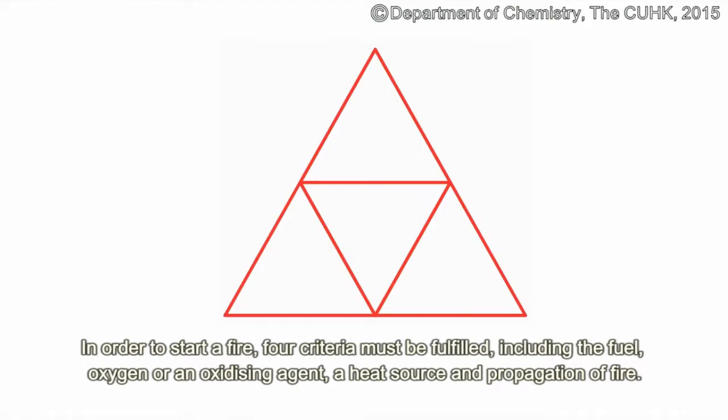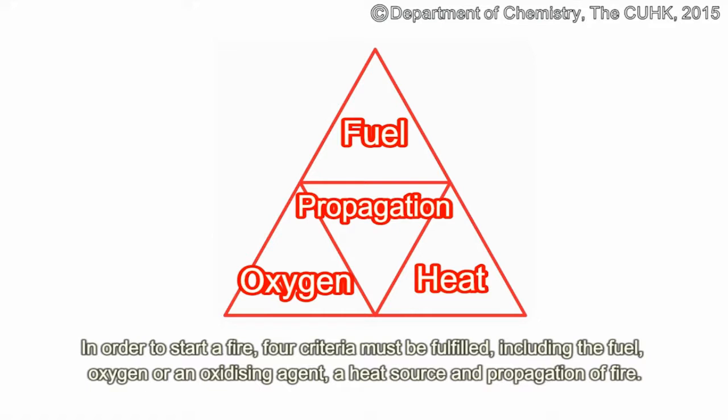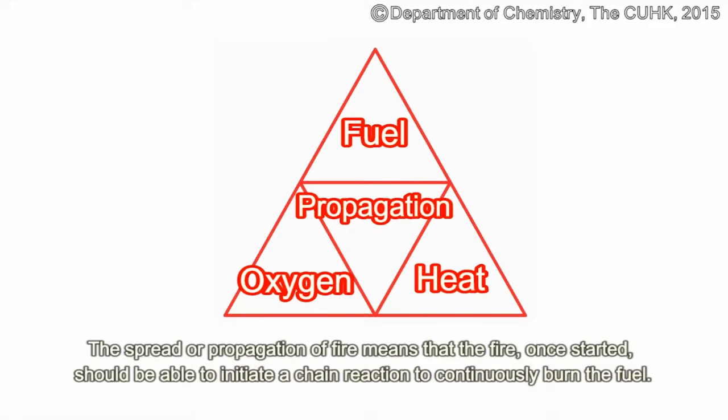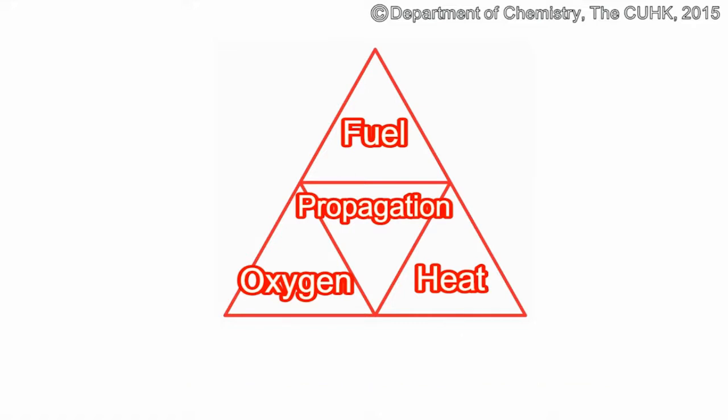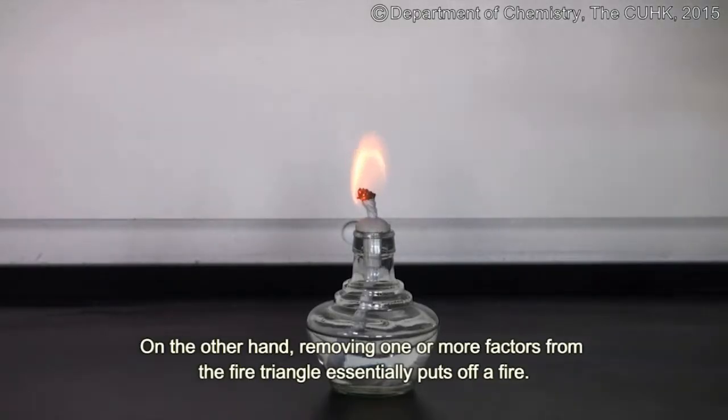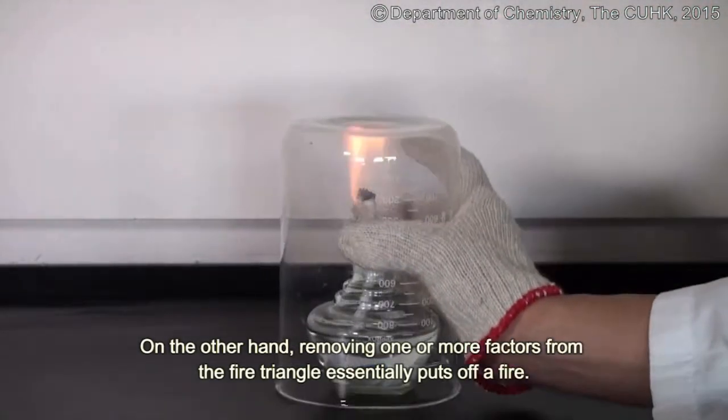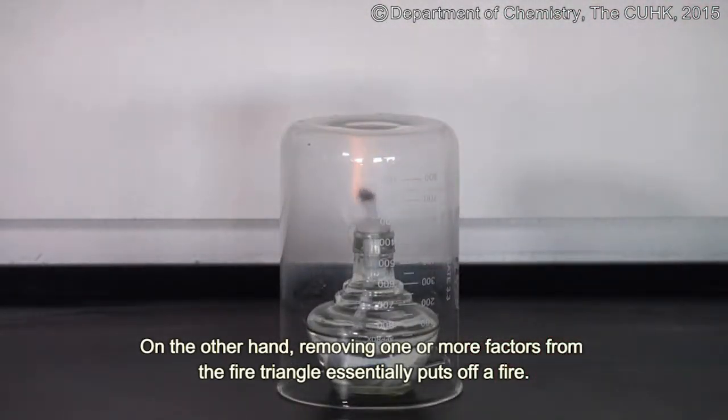In order to start a fire, 4 criteria must be fulfilled, including the fuel, oxygen or an oxidizing agent, a heat source, and propagation of fire. The spread or propagation of fire means that the fire, once started, should be able to initiate a chain reaction to continuously burn the fuel. This is illustrated as the fire tetrahedron. On the other hand, removing one or more factors from the fire tetrahedron essentially puts off a fire.